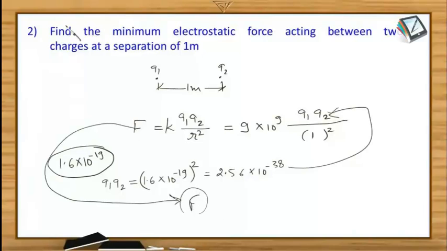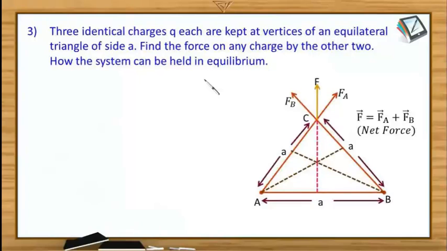So here you can see that quantization of charge is something which is asked indirectly in this question, that there is a minimum amount of charge which can exist independently in nature, and that charge amount is the charge carried by one electron. So we are using the minimum possible values of the charges to get the minimum possible force. So now let us proceed to the next question, question number 3.